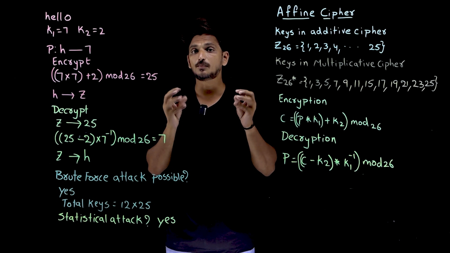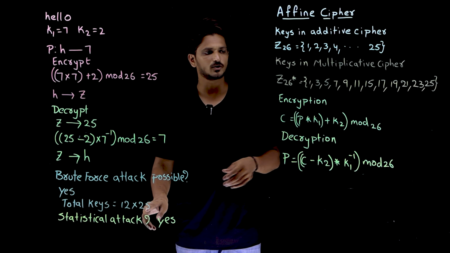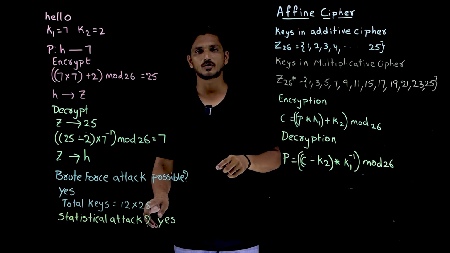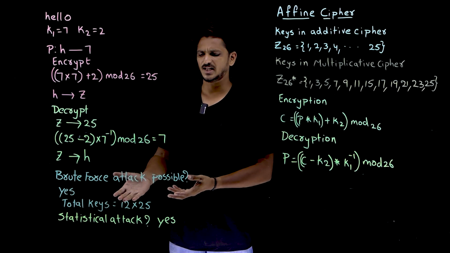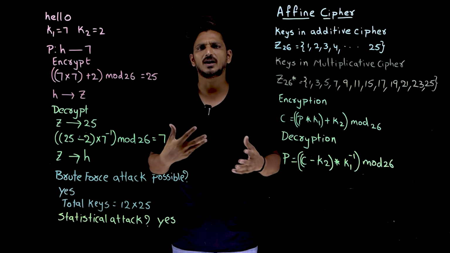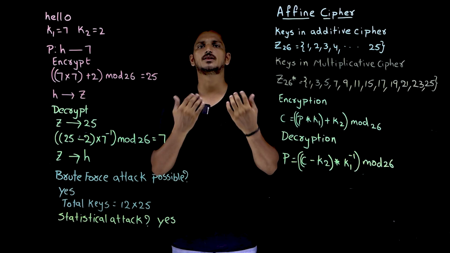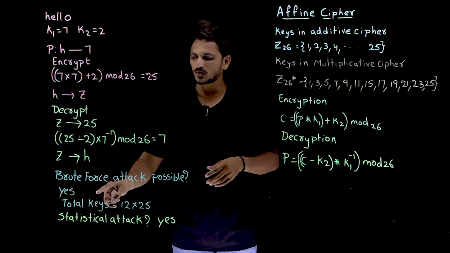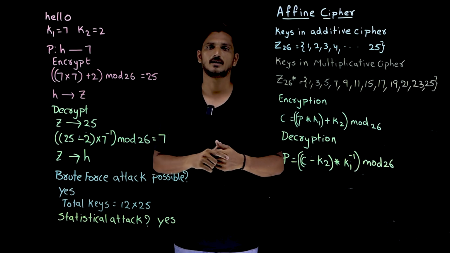It means we need to check all possible keys. How many possible keys are there? 12 multiplied by 25. In this set we have 12 and in this set we have 25. So 12 multiplied by 25, these many possibilities are there. Yes, we can easily identify, 12 times 25 is around 300. If you test all the possible keys, you are going to get the actual plain text. So it is possible to attack affine cipher using a brute force attack.